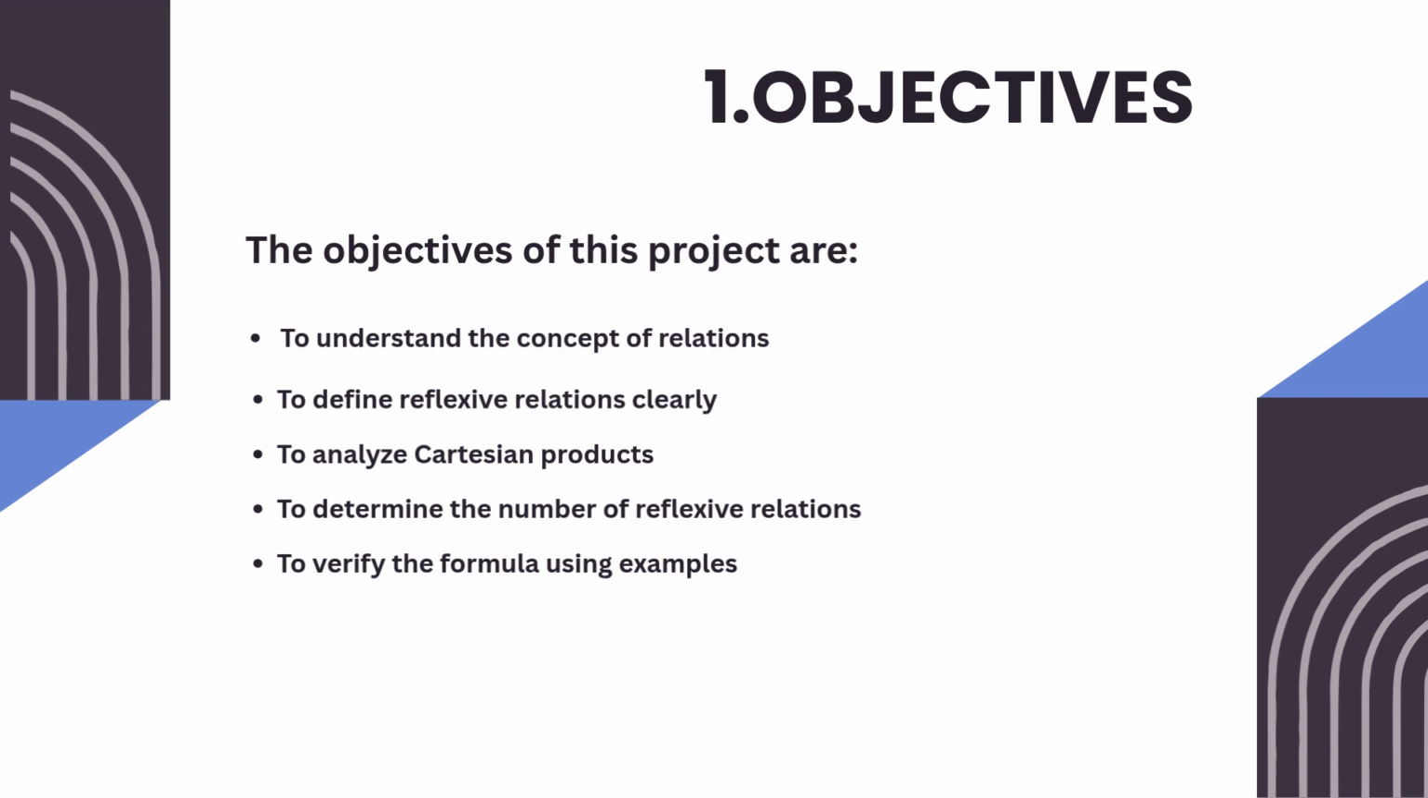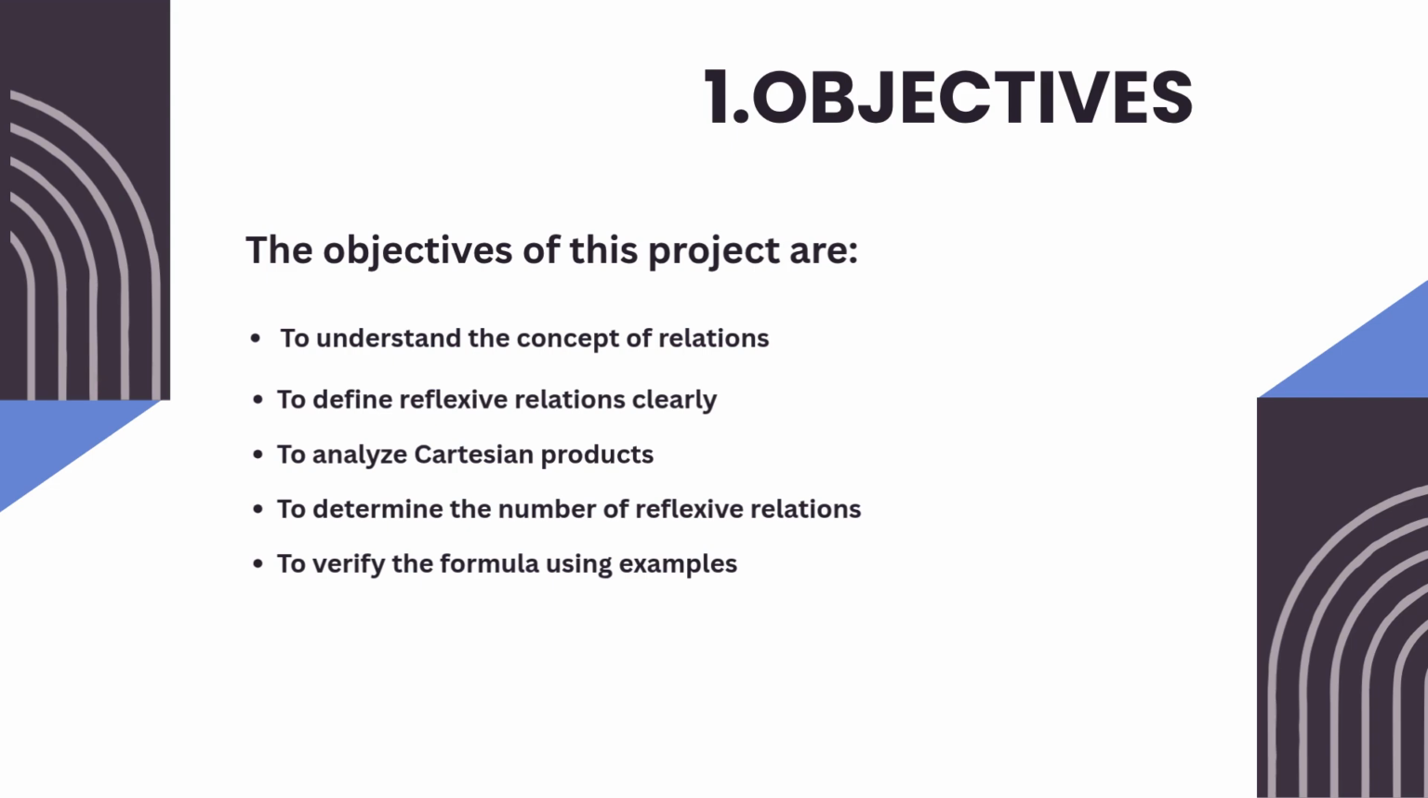Second, we want to define reflexive relation clearly. A reflexive relation is a special type of relation where every element is related to itself. Third, we want to analyze Cartesian products because every relation on a set comes from the Cartesian product of that set with itself. Another objective is to determine the number of reflexive relations on a finite set. This is actually the main focus of the project. So these are the main objectives of our project.